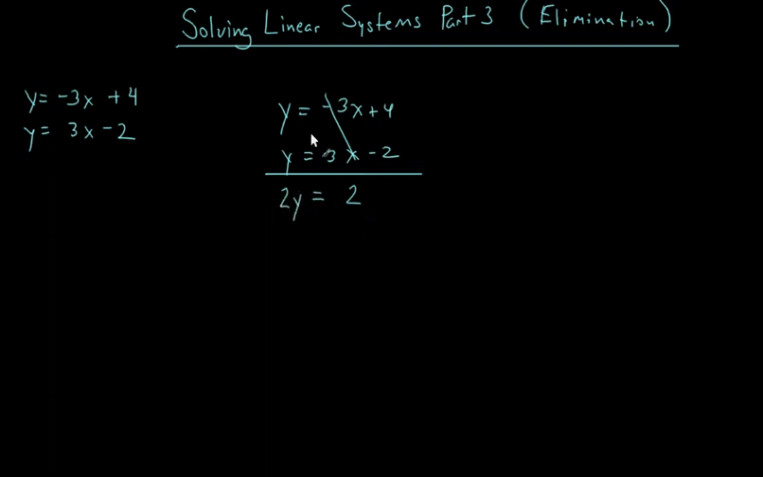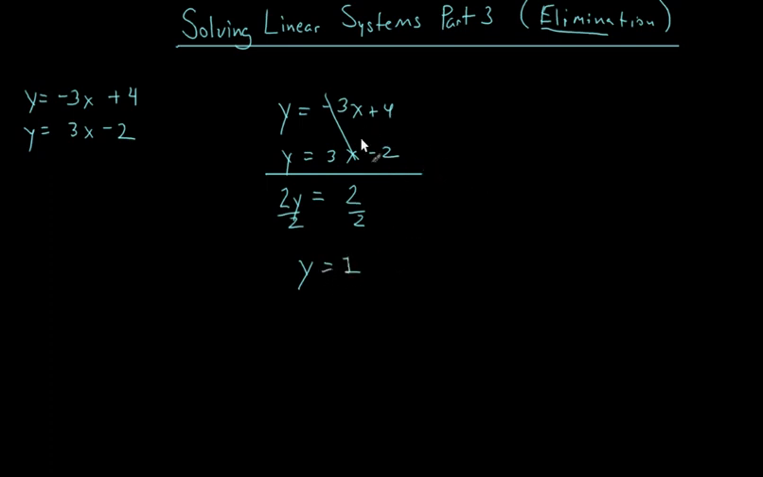Now that we have this equation, we've eliminated, so we've done exactly what we said we were going to do. We eliminated the x value, and we have just the y value. So we divide by 2, and y equals 1.